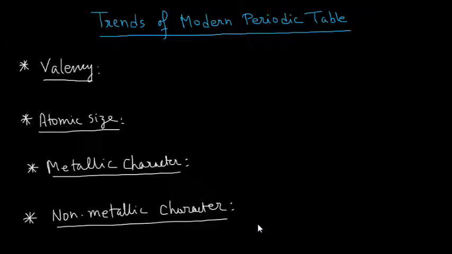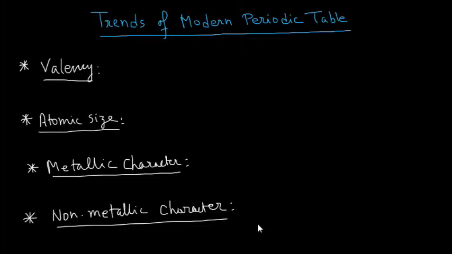Non-metallic character increases across the period as we move from left to right, because due to the increase in effective nuclear charge, that means tendency of gaining electron increases. Non-metallic character decreases as we move down the group due to the decrease in effective nuclear charge experienced by the valence electron, because the size of the atom increases and the distance between the nucleus and the valence electron increases.